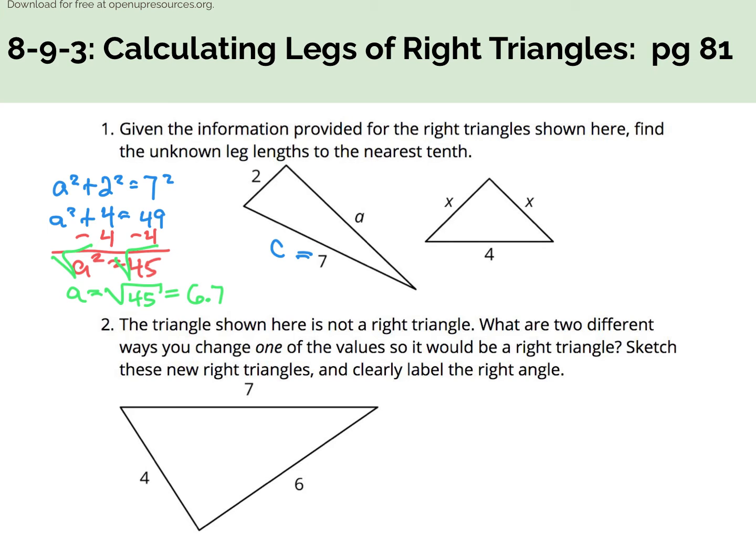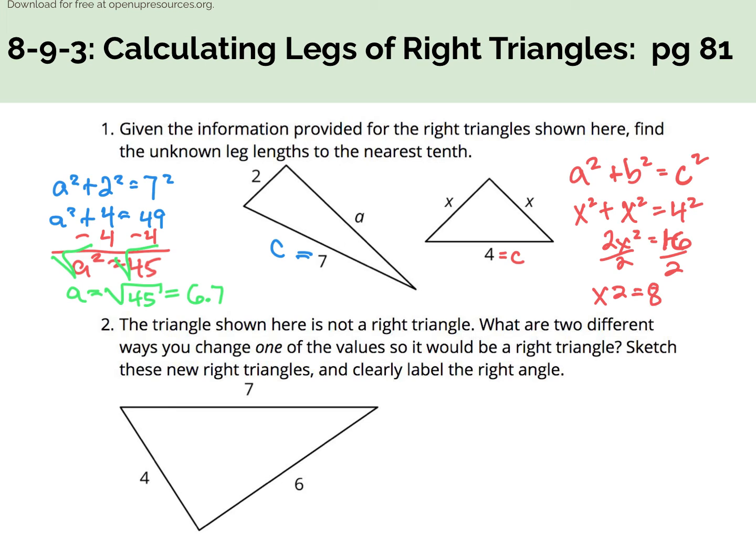All right, so let's figure out the one with the two x's. Across from the 90 degrees is always our c, and so our c is going to be 4. So we have a squared, b squared, c squared. a is x squared, b is x squared, and then we have 4 squared. How many x squared do we have? We have 2 of them, and 4 squared is 16. To get x by itself, we're going to divide by 2 on both sides. So we have x squared equals 8.